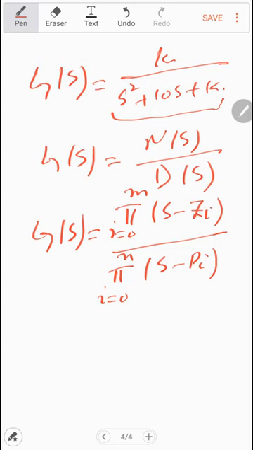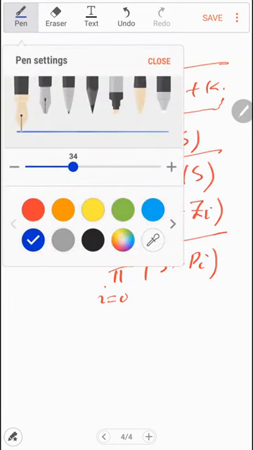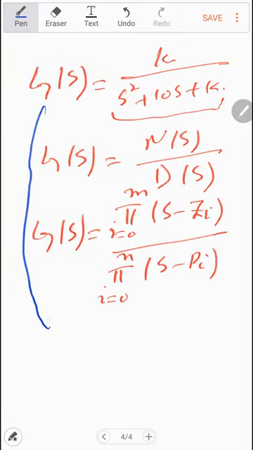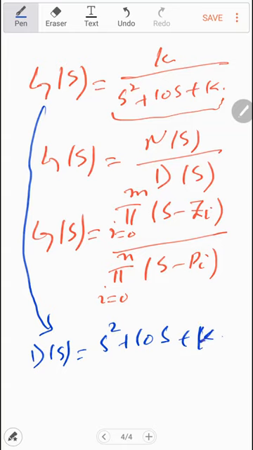So in the earlier equation, this one, we can get the pole information from the denominator polynomial D of S, which is equal to S square plus 10S plus K. Now this K is called the gain of the system, and we will see that if we change the value of K, the poles will also change their location.